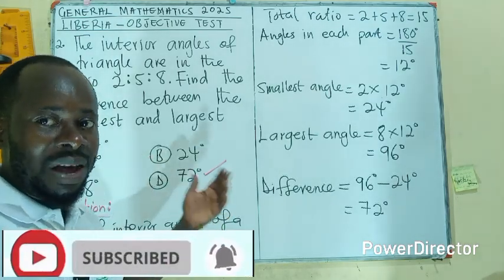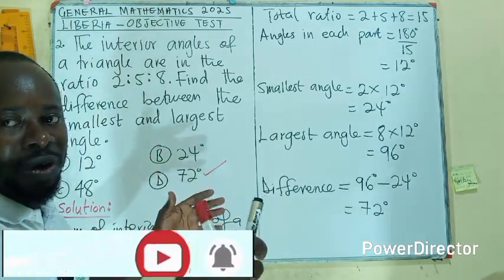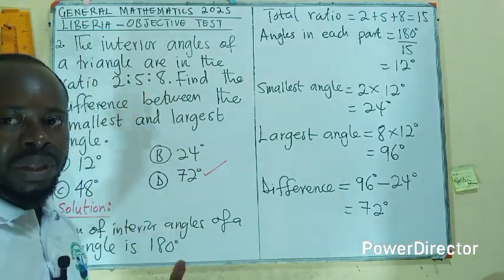This is not the only way to arrive at the answer. We can also take it as a ratio aspect: the 2 divided by the total, times what? 180.